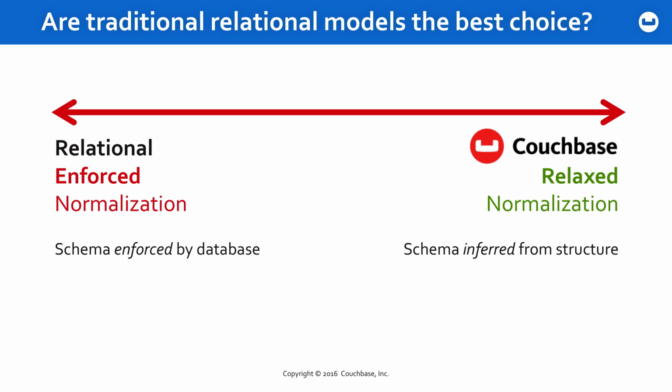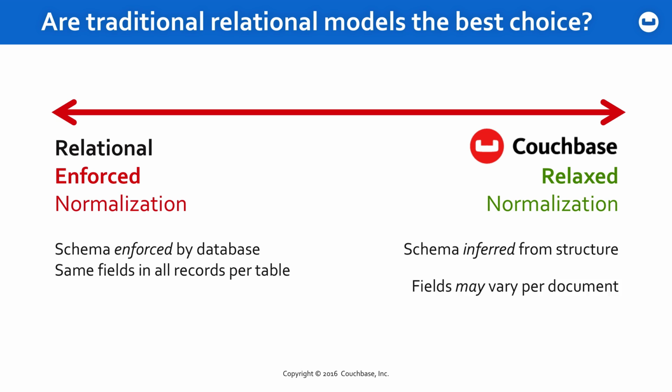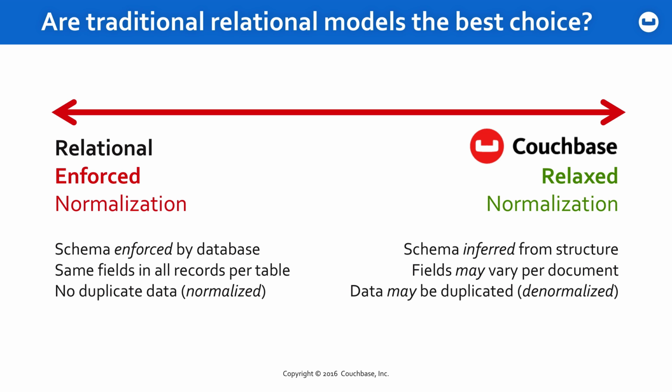Whereas in the relaxed approach, the schema is inferred from the overall structure so that you can evolve your data shape over time without getting into wars with the DBAs over create table statements. So with the enforced approach, you have the same fields in all records per table, guaranteed by the architecture, whereas in a relaxed approach, the fields may vary by document because they're evolving over time, potentially. Also, in the enforced approach, at least if you fully normalize, you have no duplicate data. On the other hand, in the relaxed approach, your data may be duplicated. It may be denormalized, as it's said. Sometimes that's useful in certain cases for speed and other reasons.